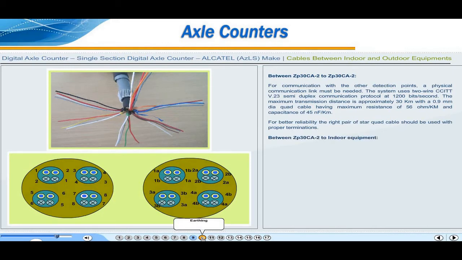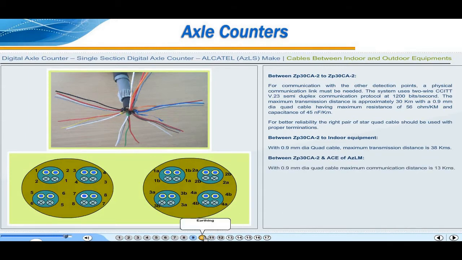Between EZP30CA2 to indoor equipment. With 0.9 mm diameter quad cable, maximum transmission distance is 38 kilometers. Between EZP30CA2 and ACE of AZLM. With 0.9 mm diameter quad cable, maximum communication distance is 13 kilometers.